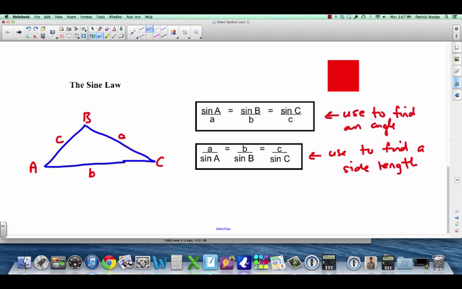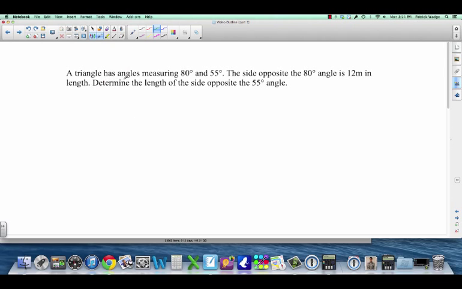Okay, let's show you what I'm talking about here. A triangle's angles measure 80 degrees and 55 degrees. The side opposite the 80 degree angle is 12 meters in length. Determine the length of the side opposite the 55 degree angle. So we're going to draw a triangle, and don't make it a right triangle because these are not right triangles we're talking about today. Ooh, that's pretty bad. So angles of 80 degrees and 55. Well, this is a big angle. It's probably more than 90, but it actually doesn't matter how bad I drew it. I'll just call it 80, and this one 55.